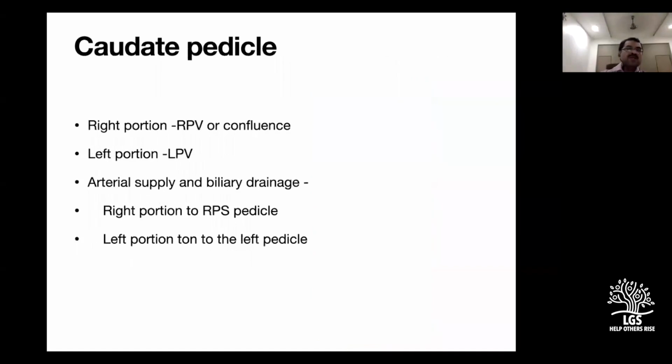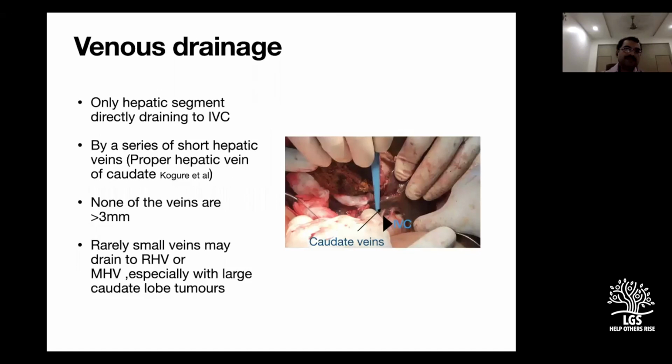For the caudate lobe pedicle, the portal vein to the right portion usually comes from the right portal vein or the confluence of right and left portal vein. The left portion is usually supplied by the left portal vein. For the arterial supply and biliary drainage, the right portion is by the right posterior sectoral pedicle. The left portion is by the left pedicle.